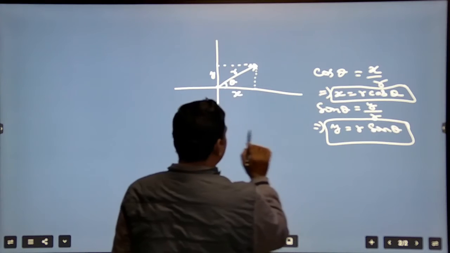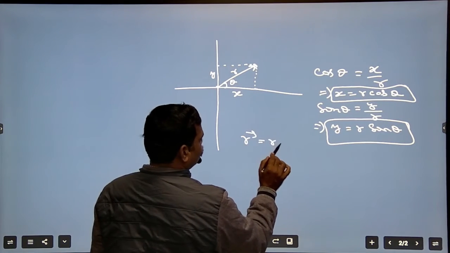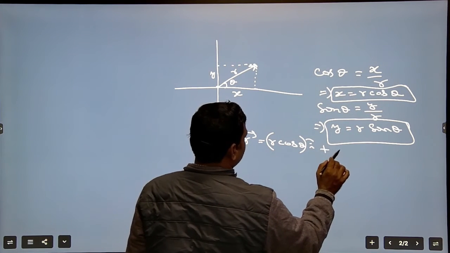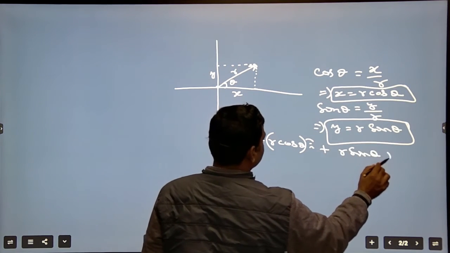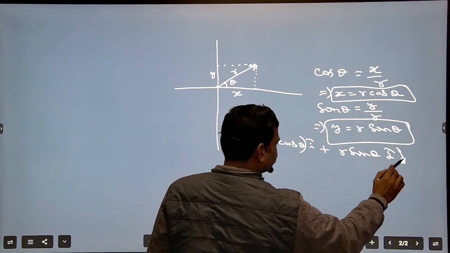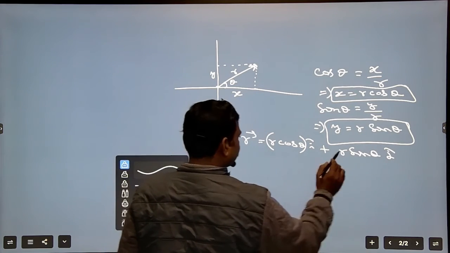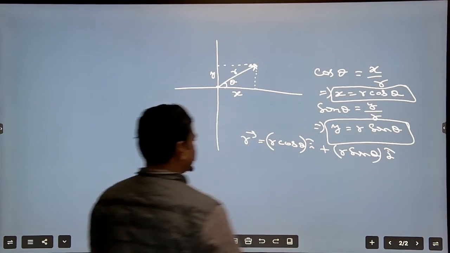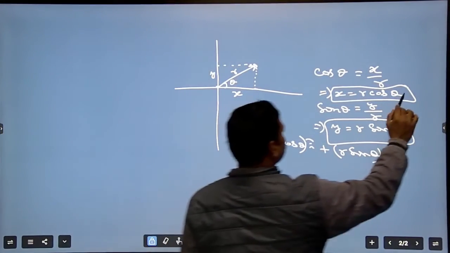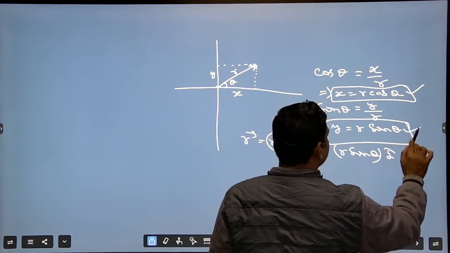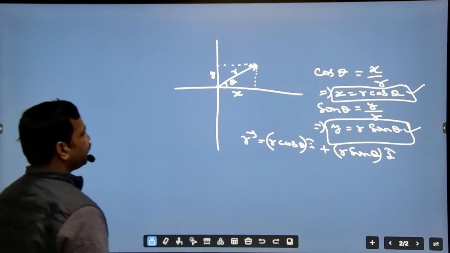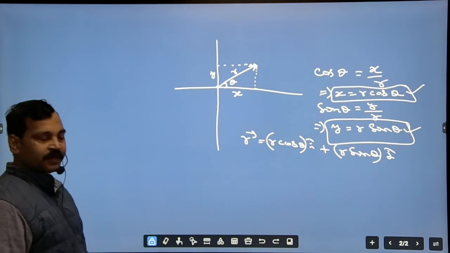So for the vector representation we can write r vector is equal to r cos theta i cap plus r sin theta j cap. So x is equal to r cos theta and y is equal to r sin theta. These two are known as rectangular components of a vector. Rectangular components of a vector.